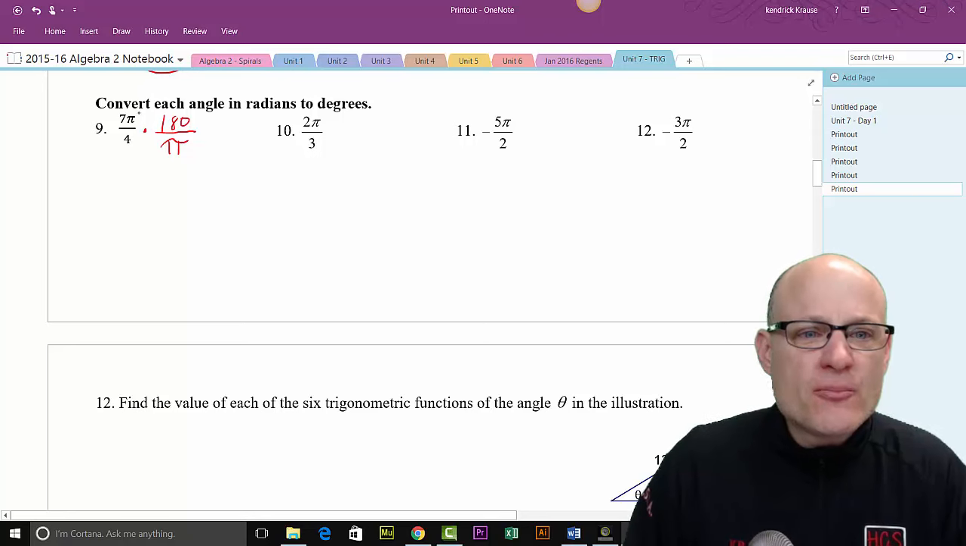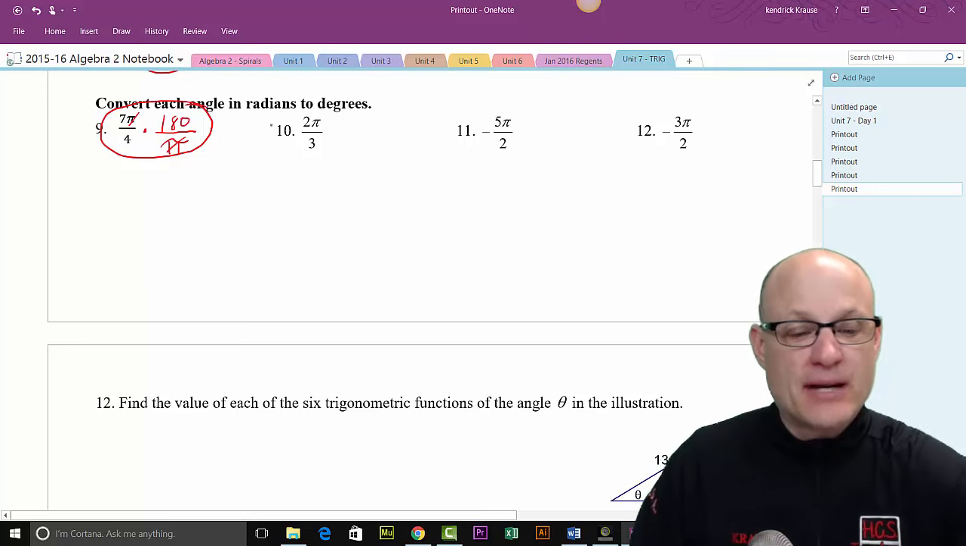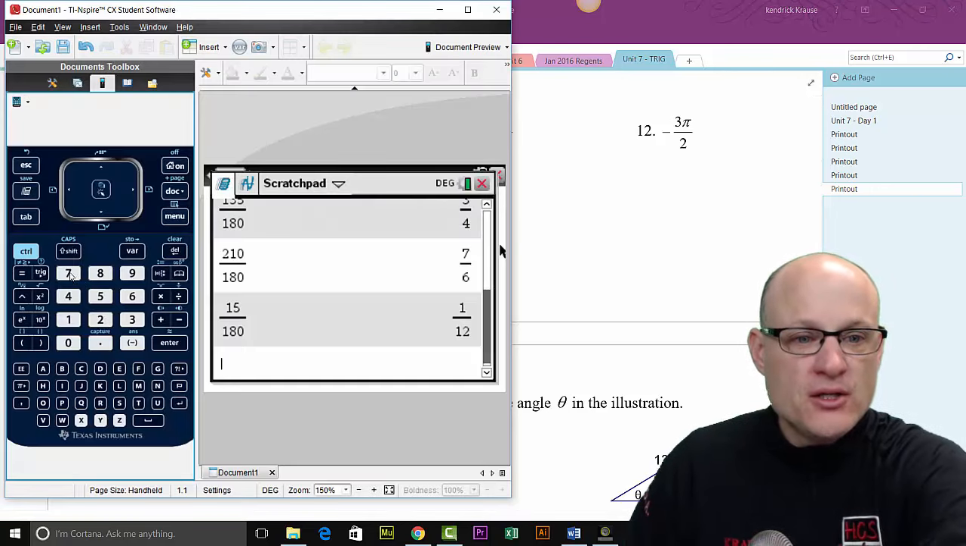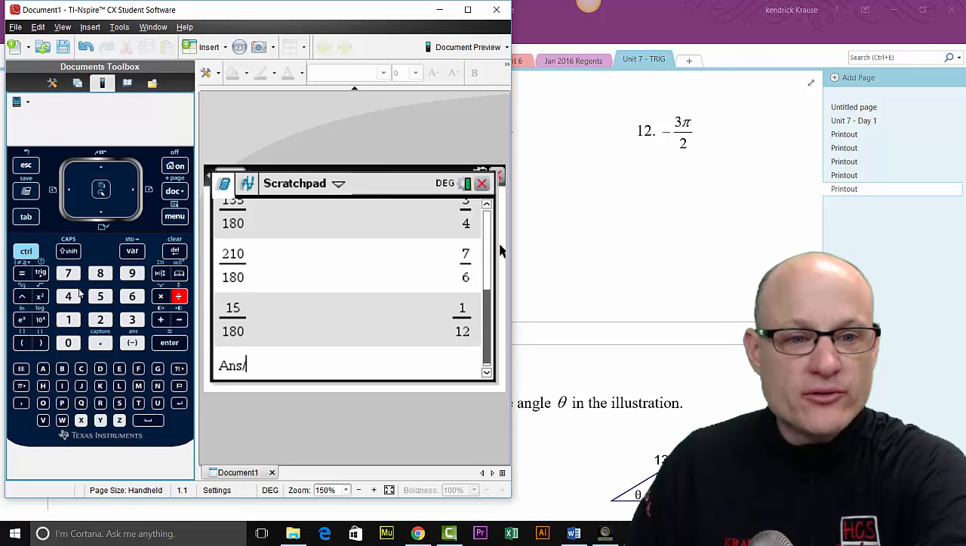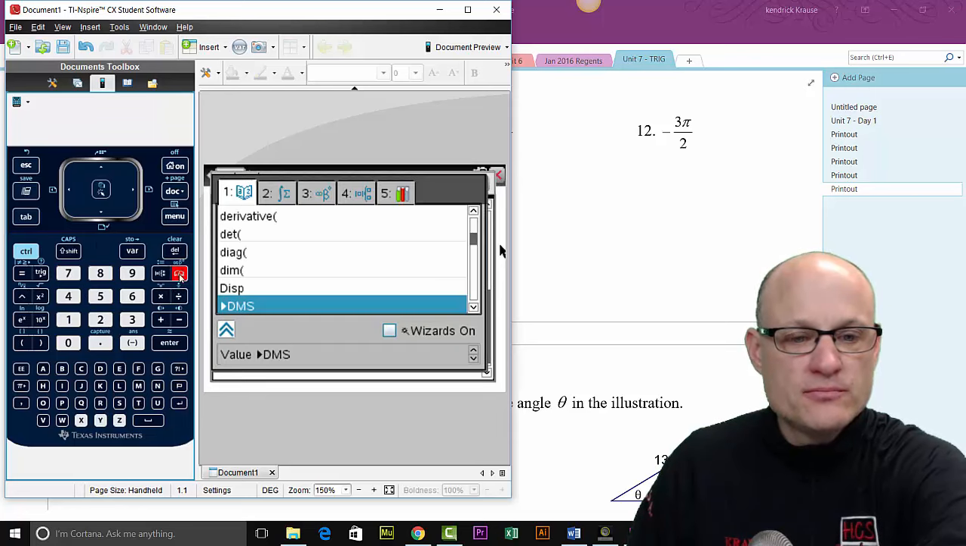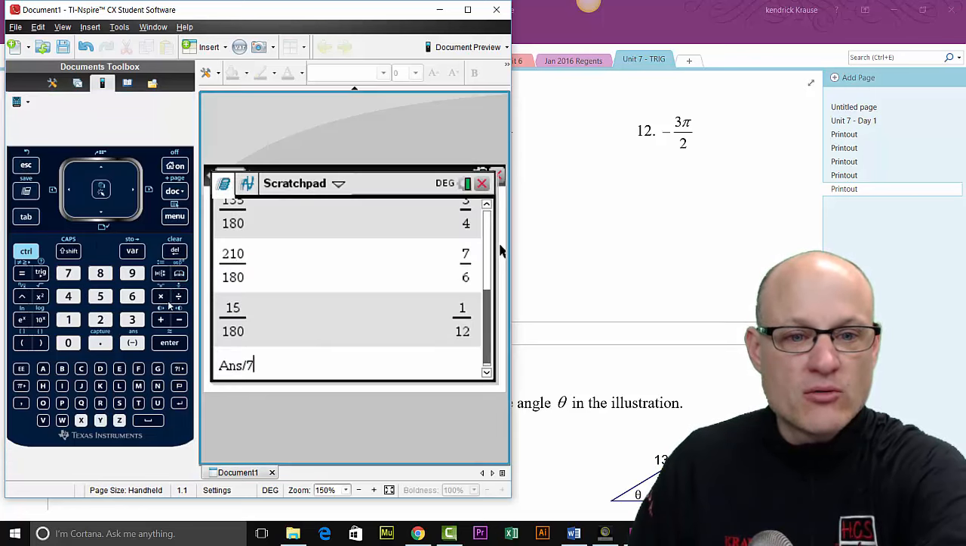Okay, so the pi's cancel, and this is what I'm left with: 7 over 4 times 180. So I'm going to do it this way. Control division, 7. Oops. Escape. Hitting all the wrong things.